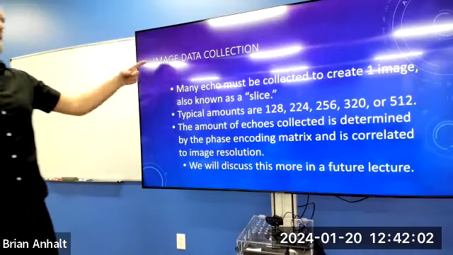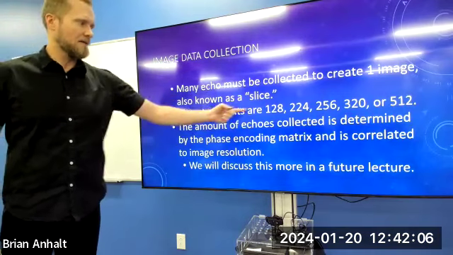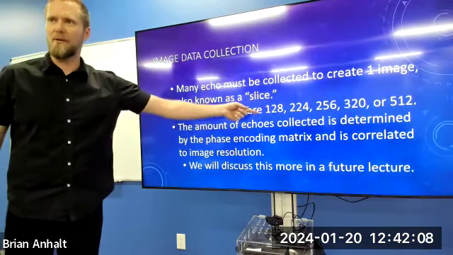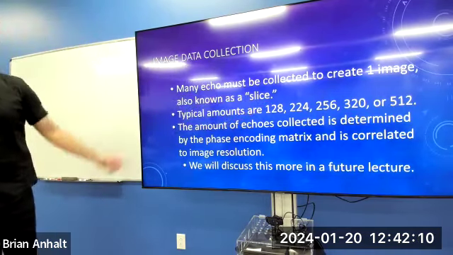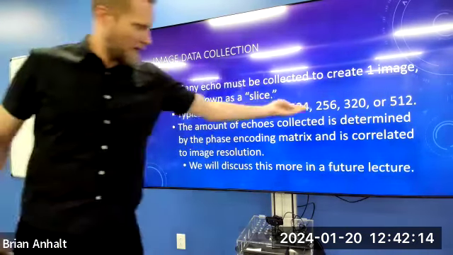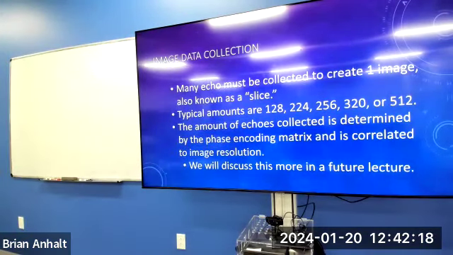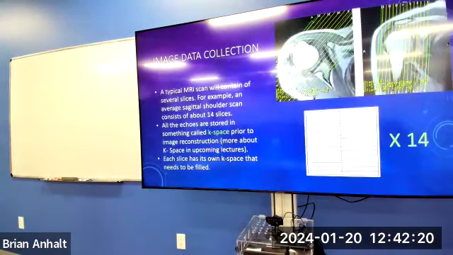This is just saying we don't need to know all that yet. We're just saying to create one image, we have to collect many echoes, right? These are typical amounts, but they can be whatever. The amount of echoes collected is determined by the phase encoding matrix. So this would be our phase encoding number. Don't worry about any of that, but it is definitely correlated with image resolution. We'll talk about that more in future lectures.